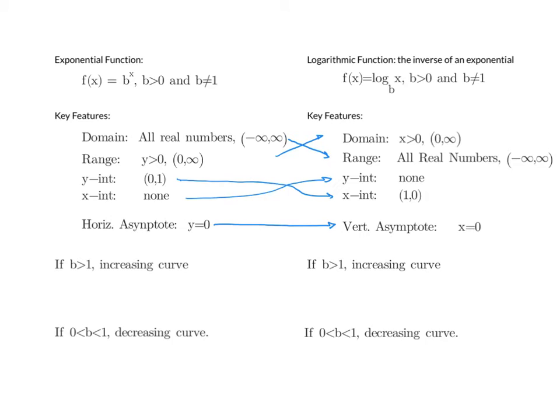Now, if you recall, we had two different types of exponential graphs. We had, if b is greater than 1, then it is an increasing curve, and it looks something like this. Similarly, for a logarithm, if b is greater than 1, we will have an increasing curve, and it will look something like this.